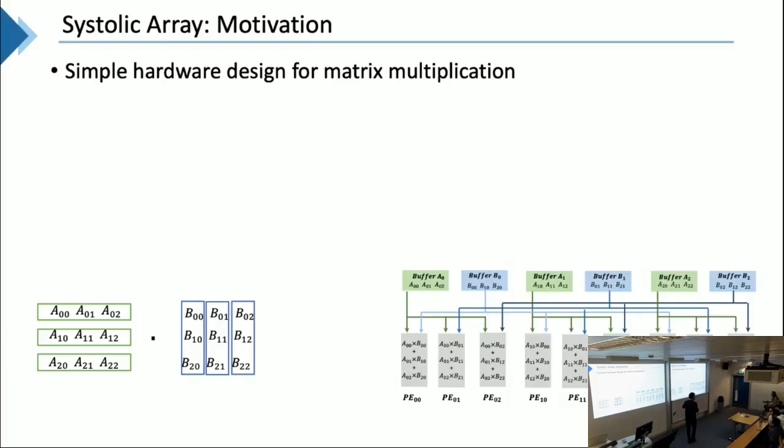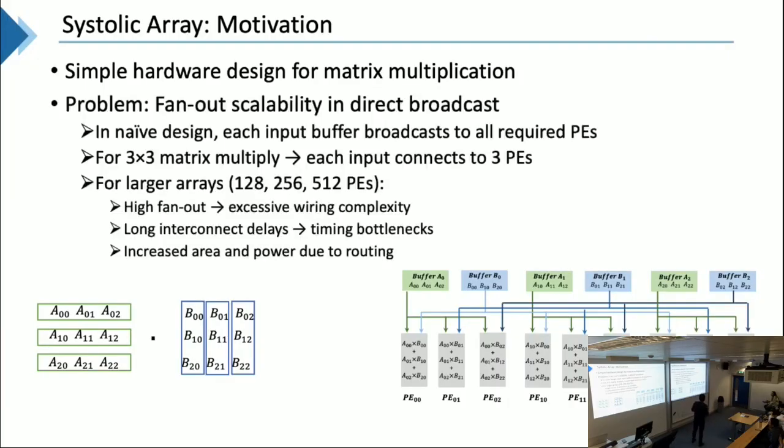So the problem comes from this interconnect. Let's say if you have 1,000 times 1,000 PEs, it will make your interconnect very complicated, because one buffer, A0, needs to connect to hundreds of PEs. And in the early stage of chip design, this is not very good for achieving a high clock frequency for your hardware. So the problem comes from the scalability, as I mentioned before.